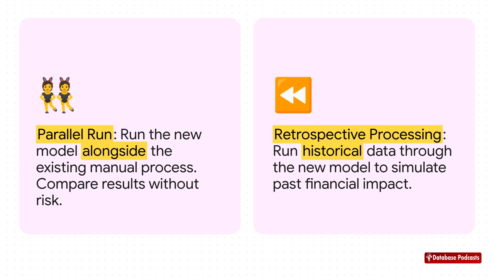All right, now let's talk about the second method, retrospective processing. This is kind of like a financial what-if machine for the past. You take a whole bunch of historical data, let's say all of last year's loan applications, and you run them through your new model and its decision strategy. Then you can actually calculate what the financial impact would have been. It's a super powerful way to put a dollar figure on a model's potential value before it ever goes live.